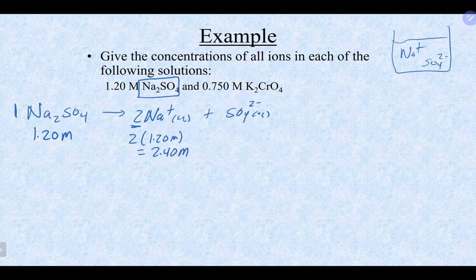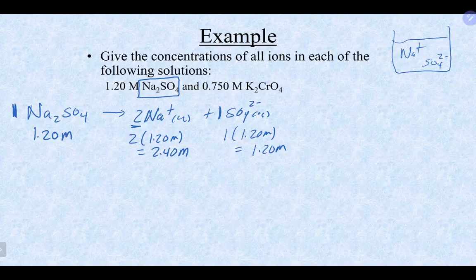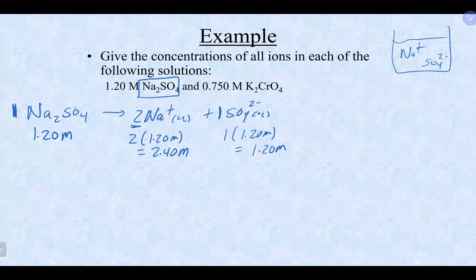You could also do the same thing for the sulfate. It would be a 1-to-1 relationship between the sulfate and the entire thing. So you would multiply the concentration by 1 in this case, which would obviously give you 1.2 molar. As we talked about last time, they don't add up to the original concentration. But if you think about it logically, when it goes in, you get 2 sodiums for every 1 sulfate. So it's twice as concentrated in terms of the sodium than the sulfate.